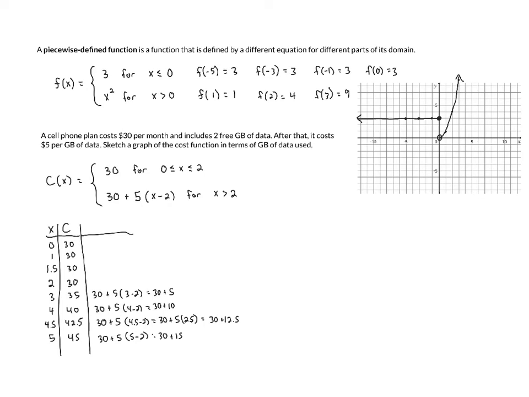Let's sketch a graph of this function now. And I want to point out that we're never going to be dealing with negative values of x. Our domain is only going to be positive numbers along with 0. And also the range is never going to be negative because the cost for the cell phone plan is never going to be negative. So all of our points are going to end up being in the first quadrant. Let's make a graph.